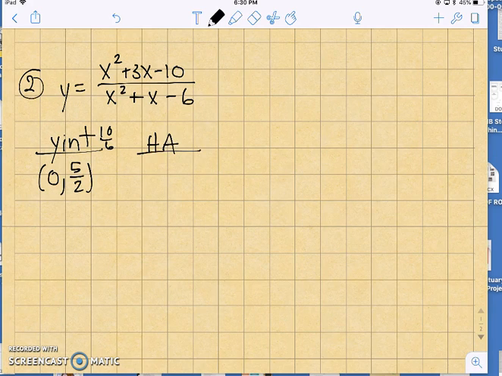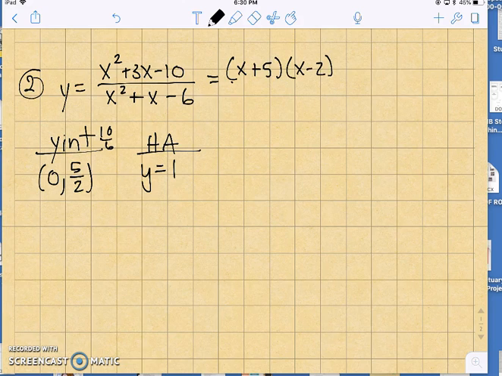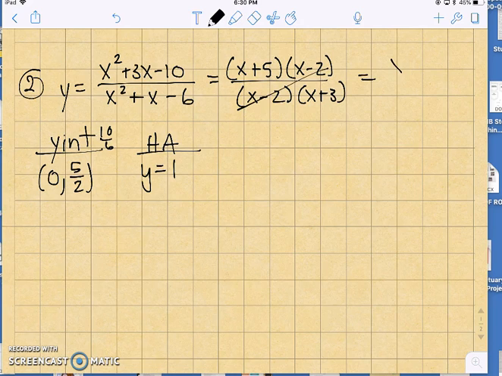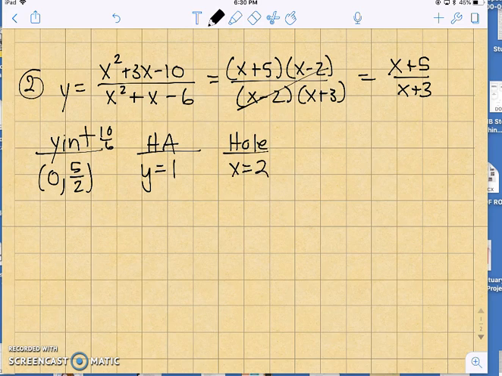Horizontal or slant, if we look at that, the biggest numbers are going to be x squared and x squared. So divide those, we get 1. Those degrees were the same. So then it says to factor it. Well, I know this factors into x plus 5 times x minus 2 over x minus 2 times x plus 3. So if we simplify, it simplifies to x plus 5 over x plus 3. So this one has a hole. So it has a hole at x equals 2.